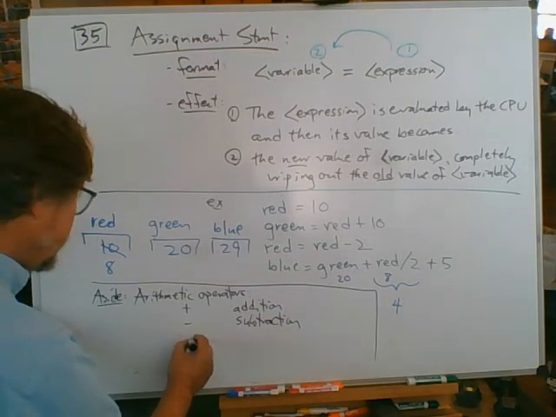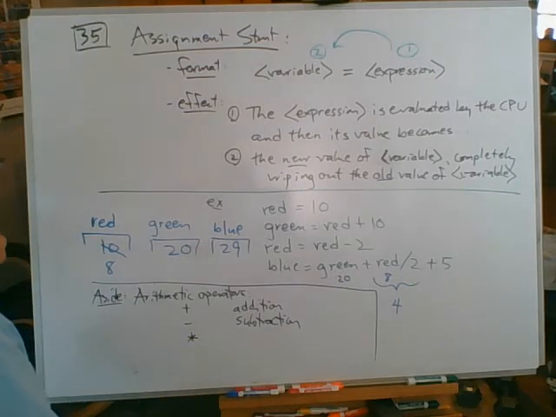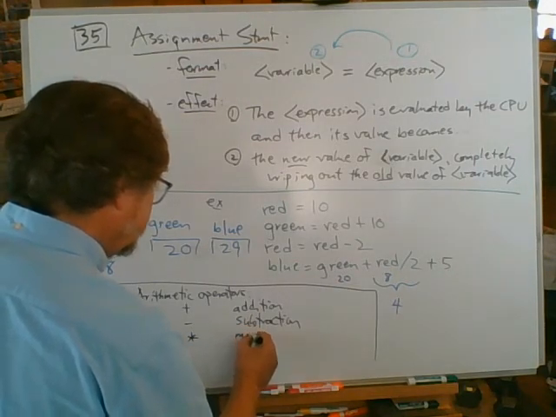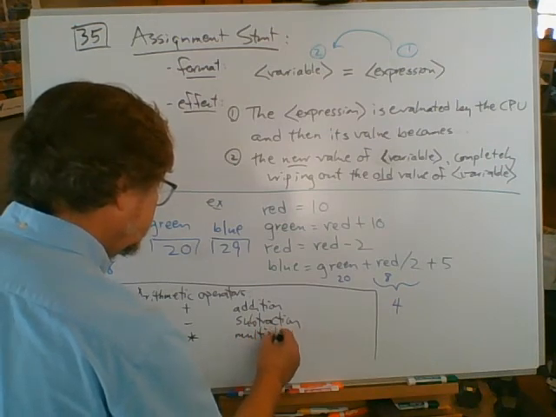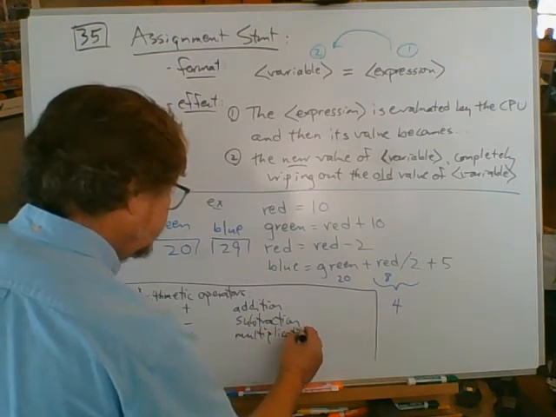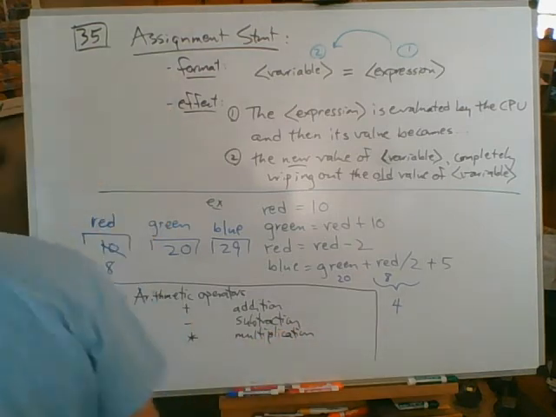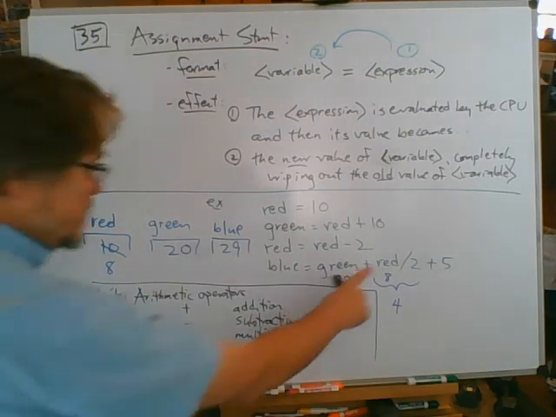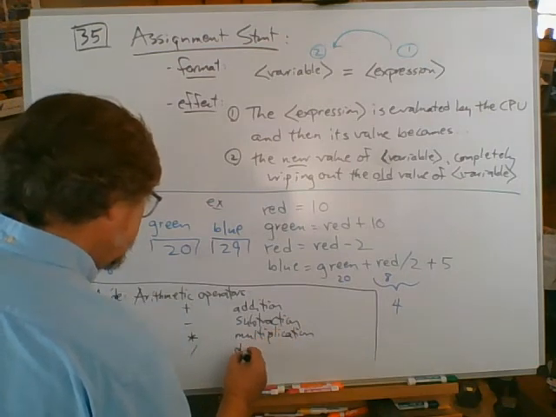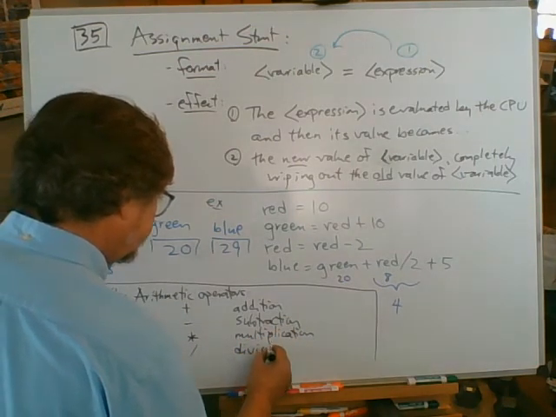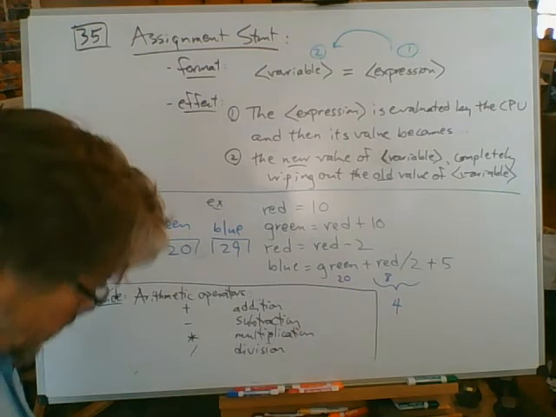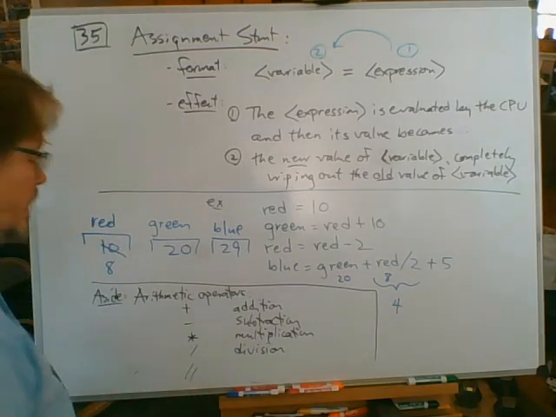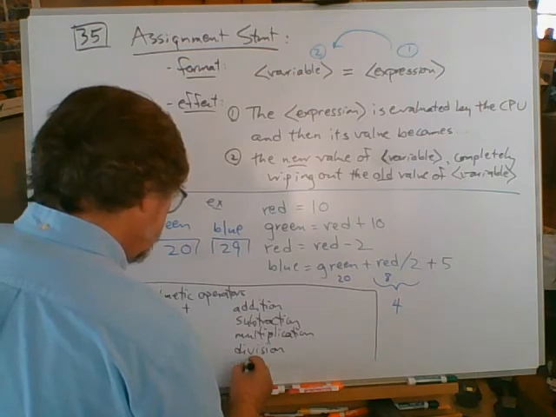What else we got? Star or asterisk. I like star better because it's easier to say. That means multiplication. Slash, that kind of slash like I used here, that means division. We also got a weird one, double slash. 2 slashes in a row means integer division.